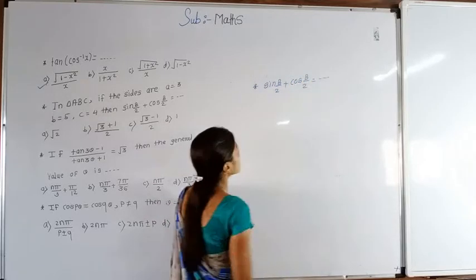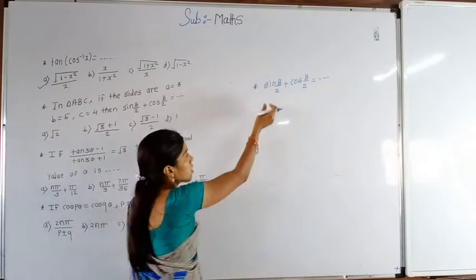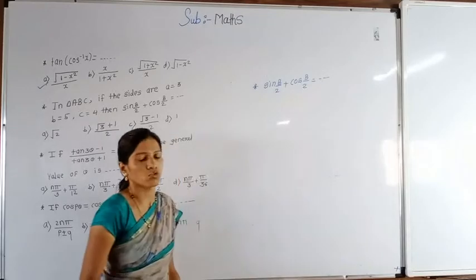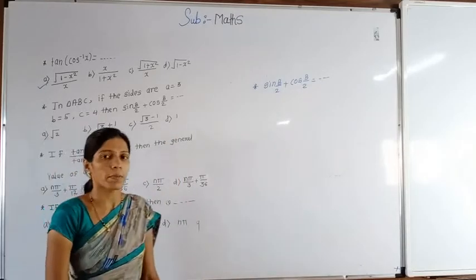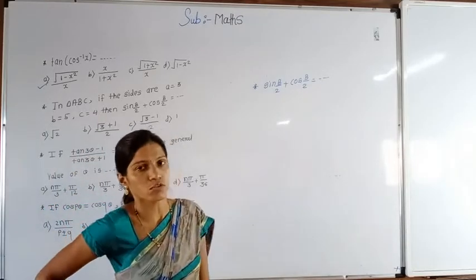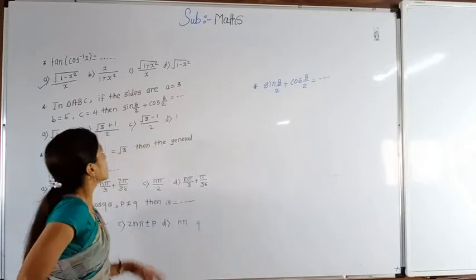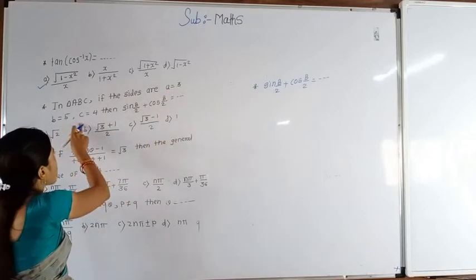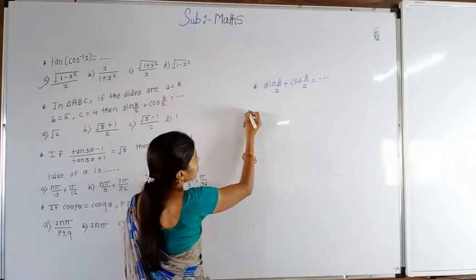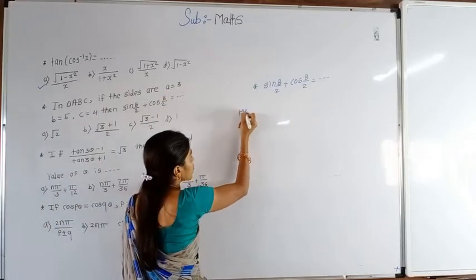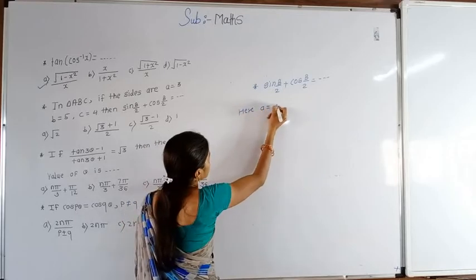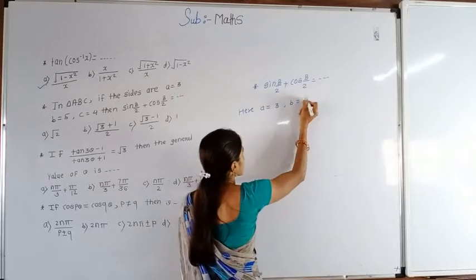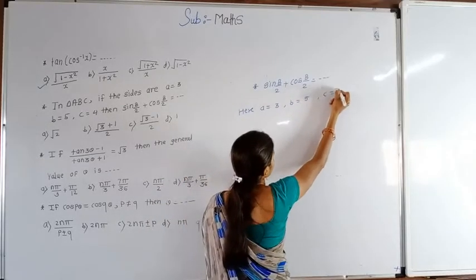In this result, we have the angle in half, B by 2, so we have to apply the half angle formula in terms of s. In this problem, first of all, write down the given information: the value of a is 3, the value of b is 5, and the value of c is 4.